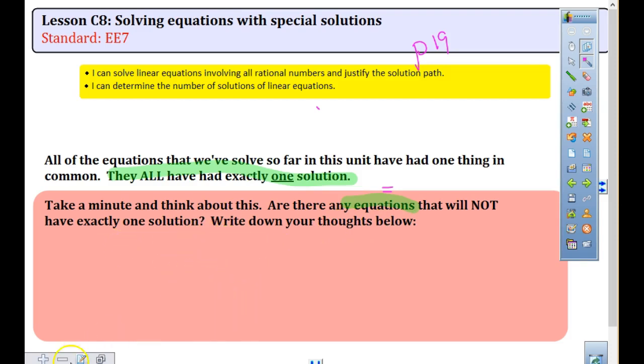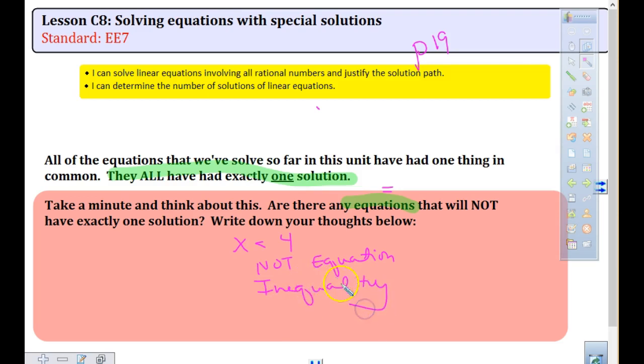I don't want to have any thoughts that we might put down. So when you think about x is less than 4, this is not an equation, right? What is that when you see that less than 4? That's an inequality. And inequalities do have more than one answer. So this is an inequality.